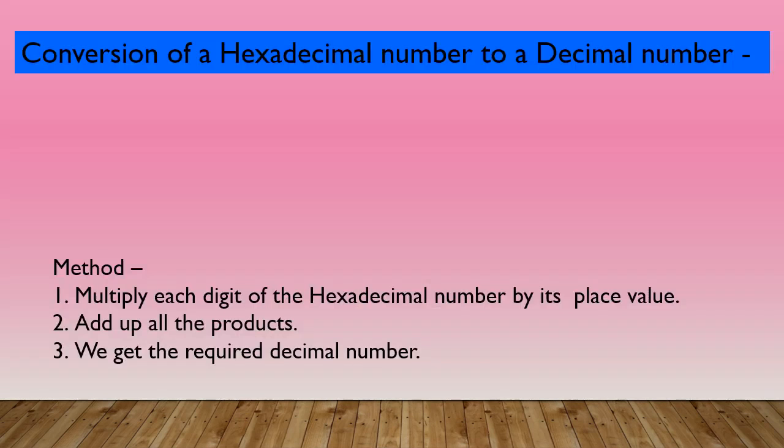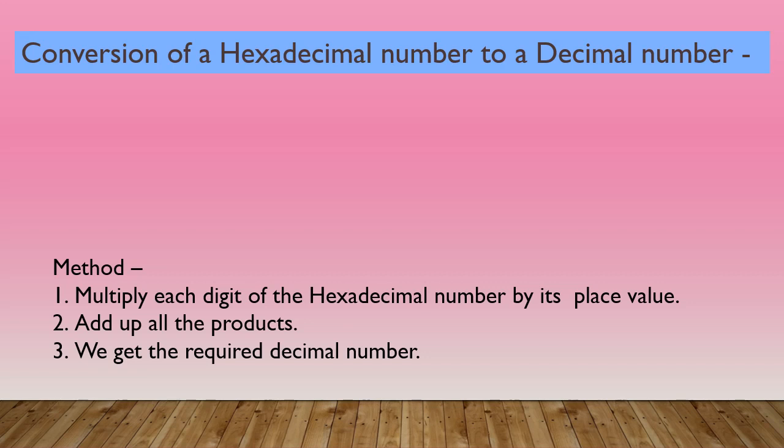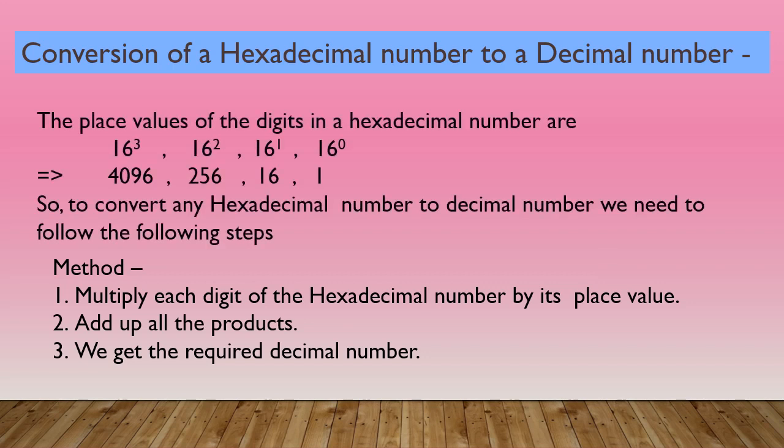Let's now come to conversion of a hexadecimal number system to the decimal number system. I think you are now quite familiar with the way the conversion takes place. Again, we require the place values of the hexadecimal system. The place values of the digits in the hexadecimal number system are 16 raised to power 0, 16 raised to power 1, 16 raised to power 2, and 16 raised to power 3, again from the right side. The values of these are 1, 16, 256, and 4096.